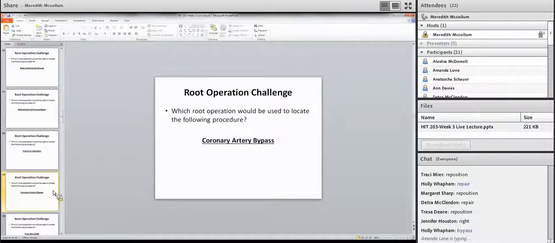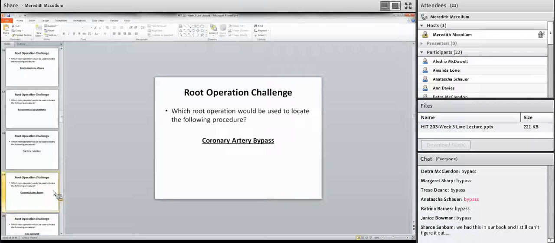Okay, coronary artery bypass. Yeah, this one's an easy one. And then in real life, this is called a cabbage, by the way. CABG.